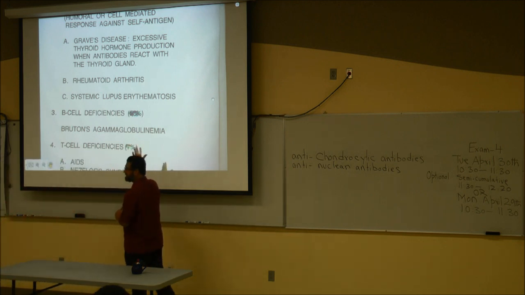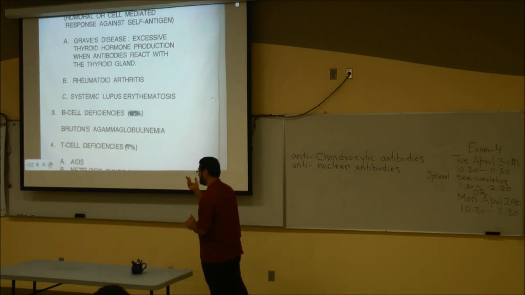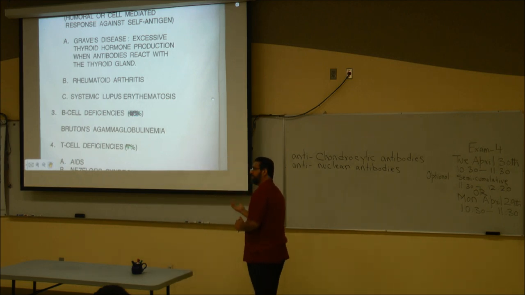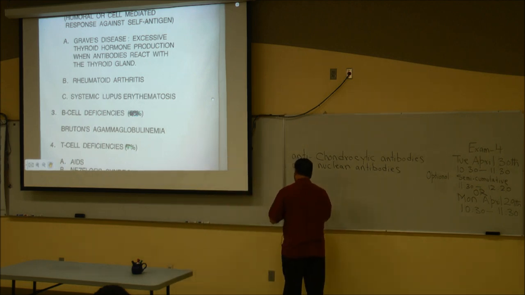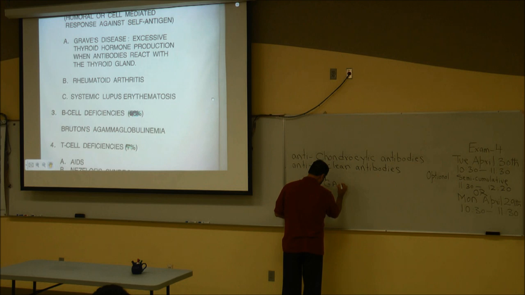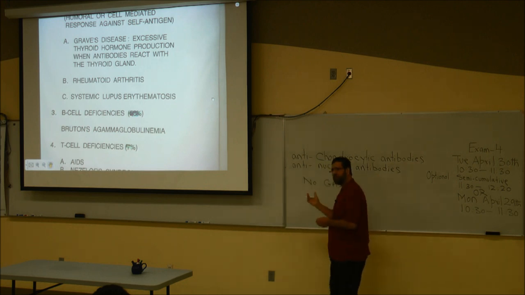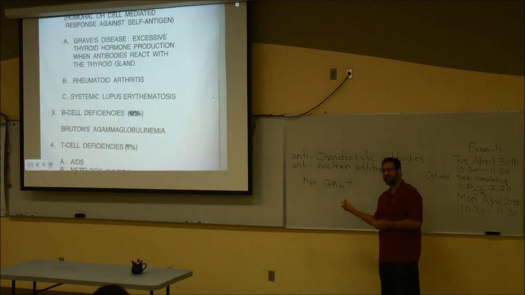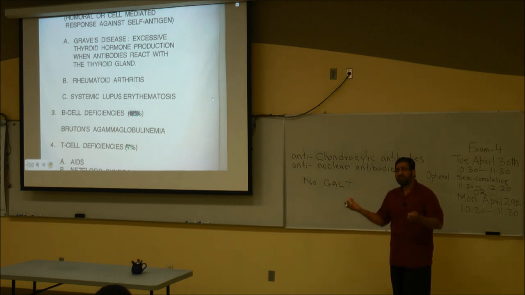So Bruton's agammaglobulinemia is a condition where the baby has no GALT. How did they find that out? Through genetic testing. No GALT, no gut-associated lymphoid tissues. So they cannot make any antibodies at all. They have a thymus, their cellular immunity is okay, but they cannot make any antibodies.